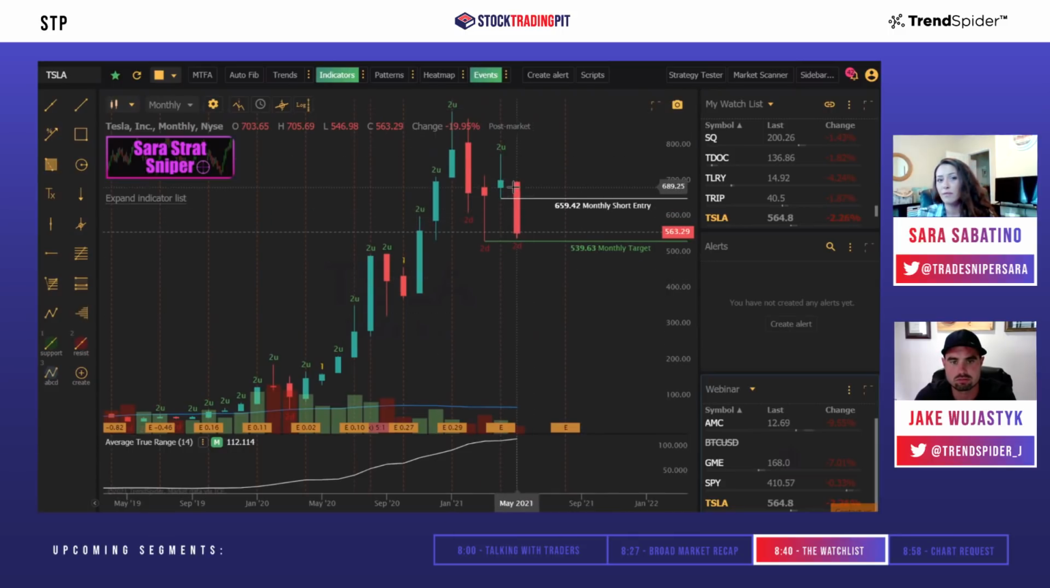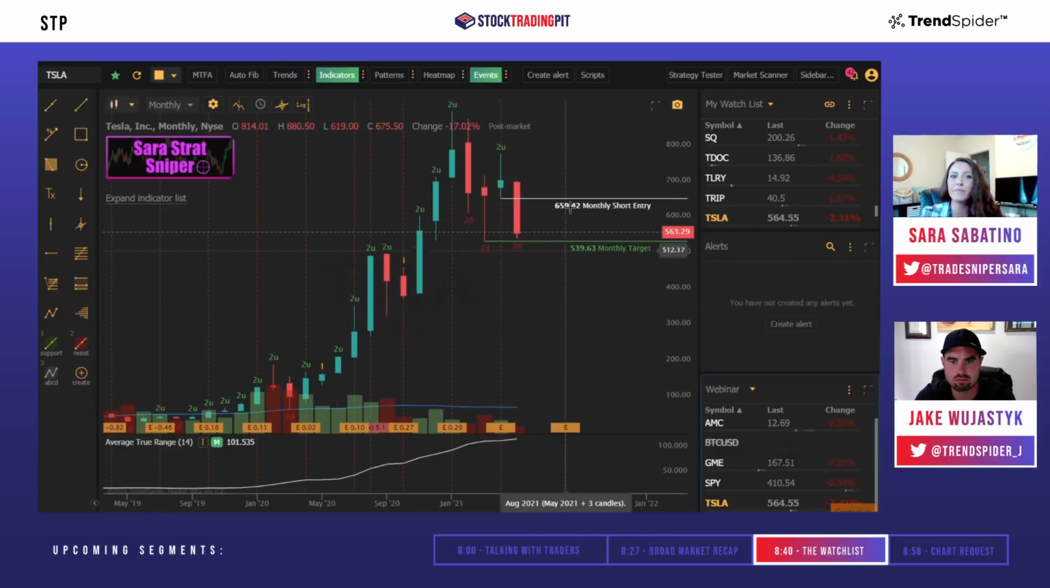So here's a great example of Tesla. With the strat, we always start at the higher time frames and work our way down. So Tesla, this is a short play, obviously. The others were longs, but we had a 2 up and then we got a 2 down. So the short entry was here at 659 and the target is here at 539.